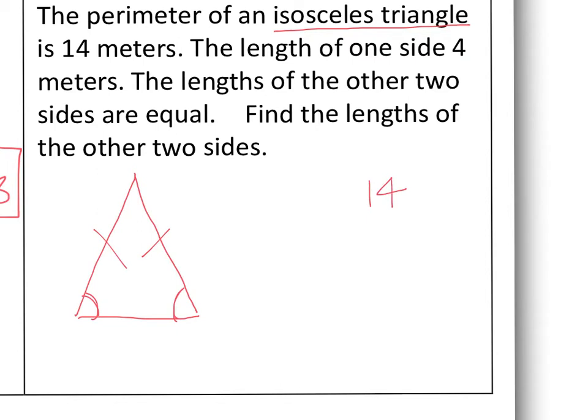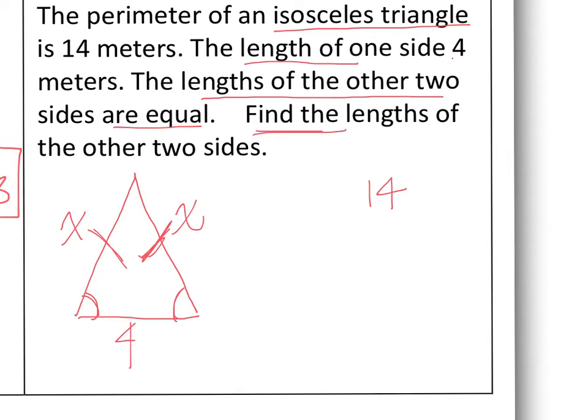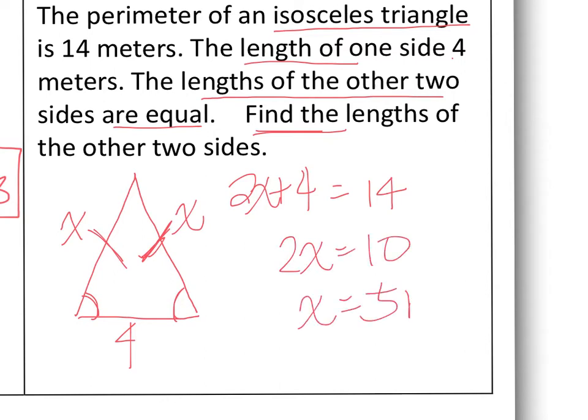I'll write that down right here. The length of one side is 4 meters. The lengths of the other two sides are equal, so it must be referring to these two sides that are equal. I'll let that be x and x, and this must be 4 down here. Find the lengths of the other two sides. Okay, so 2x plus 4 equals 14. So it'll be 5 meters.